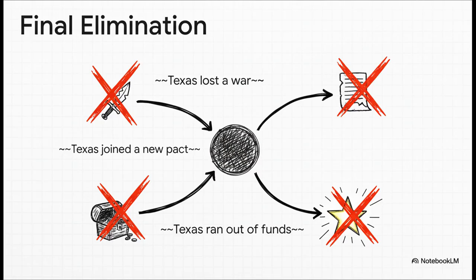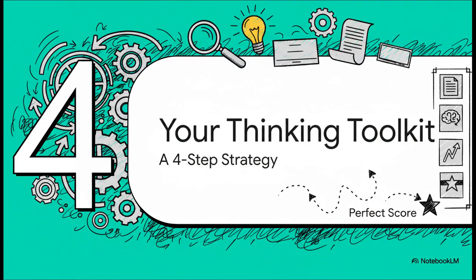And for the final time, let's eliminate the wrong answers. The Republic didn't lose a war, it chose to join the U.S. It wasn't some new pact, it was about becoming part of an existing country. And it wasn't about running out of money. The evidence points to only one logical conclusion. We nailed it. So, over these last few minutes, we've actually built something really powerful.